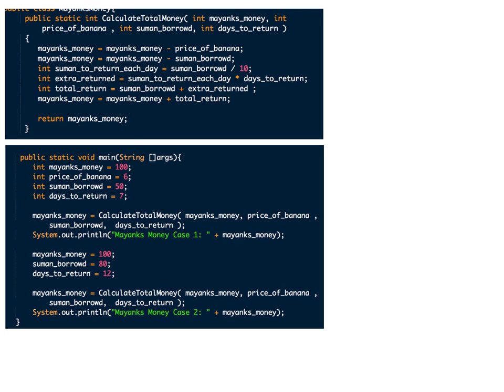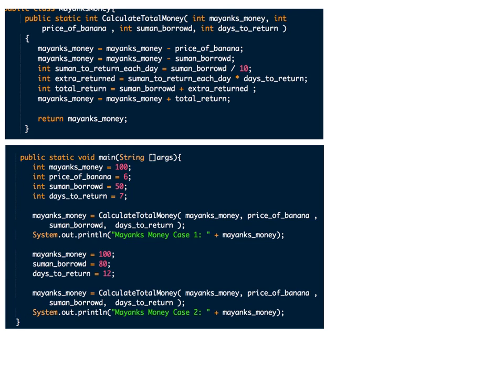So in one example, you see 100, 6, 50, and 7, which is my money 100, price of banana 6, borrowed was 50, and days to return was 7. All that we did was, it's like a machine now. In this machine, we provided this input, and the machine gave us an output. Once again, we stored that output in this variable, as we were showing those memory blocks in the previous slides.